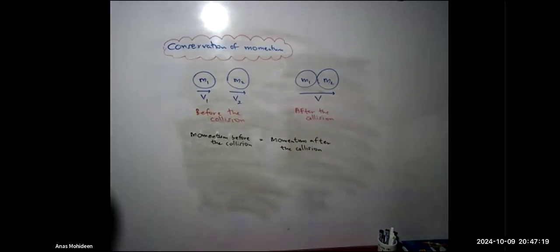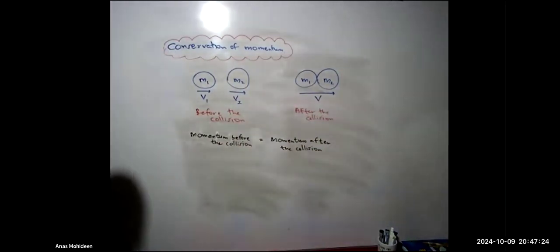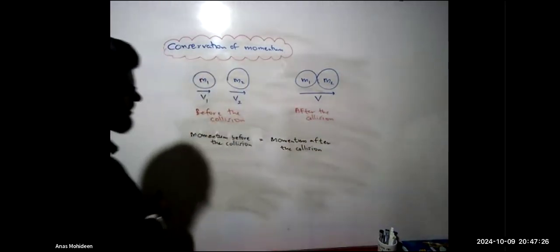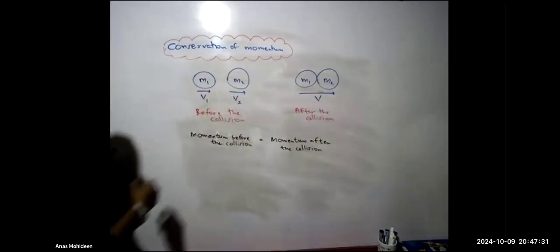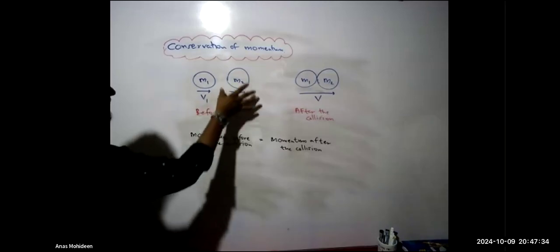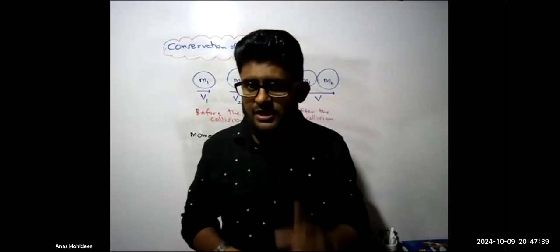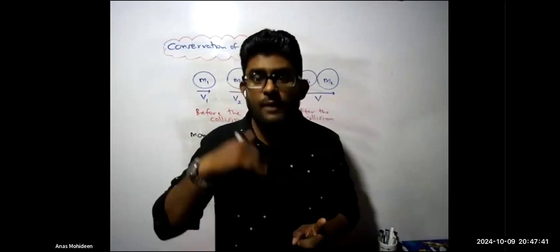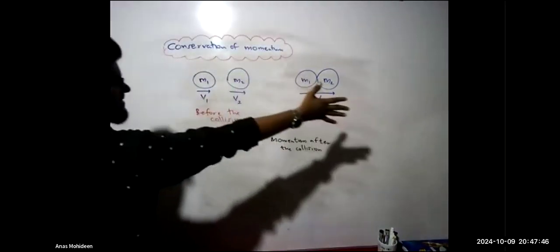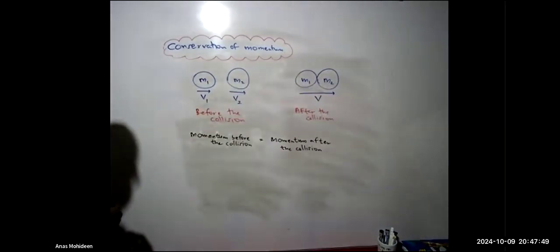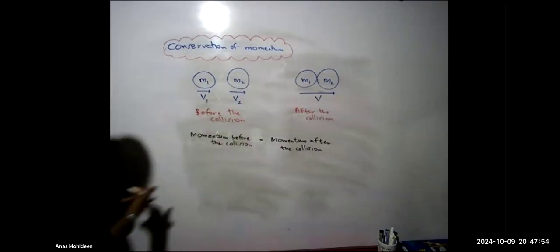Now have a look. Momentum before the collision equals momentum after the collision. That is a theory. Now let me find out the momentum before the collision. There are two people, M1 and M2, two different masses. M1 has V1, M2 has V2. Remember, as far as the velocities are in the same direction, you take them as plus. If they are in the opposite direction, you take them as minus. Both are moving in the same direction, so it should be plus. How do we find the momentum? M into V. So the total I have to take.